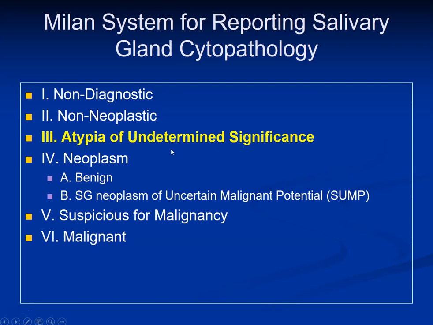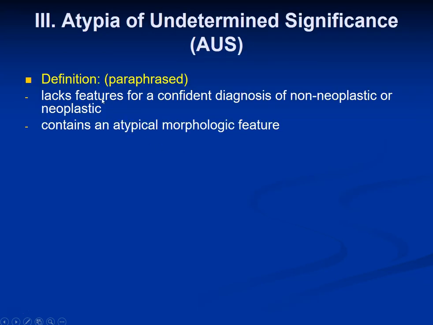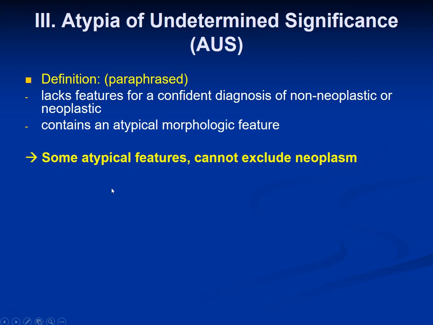Now, moving on to the next category, AUS, and I have paraphrased the definition here. So this is where the aspirate lacks features for a confident diagnosis of non-neoplastic or neoplastic lesion, but it contains an atypical morphologic feature. So in other words, what it means is that there is some atypia and we cannot exclude the possibility of a neoplasm.